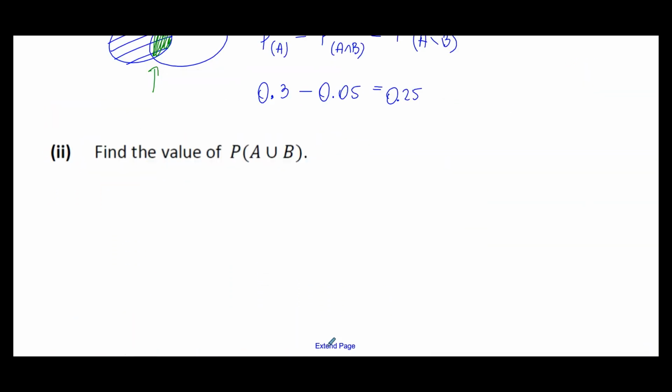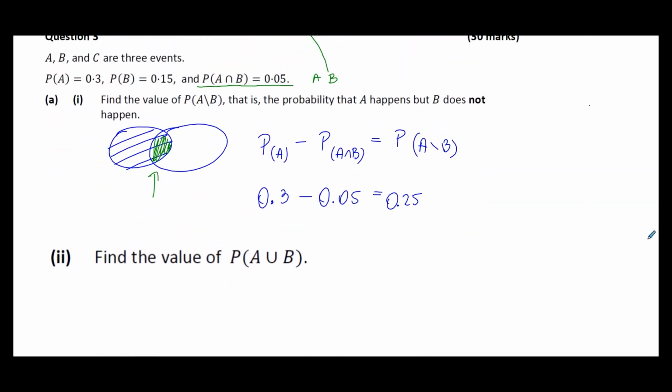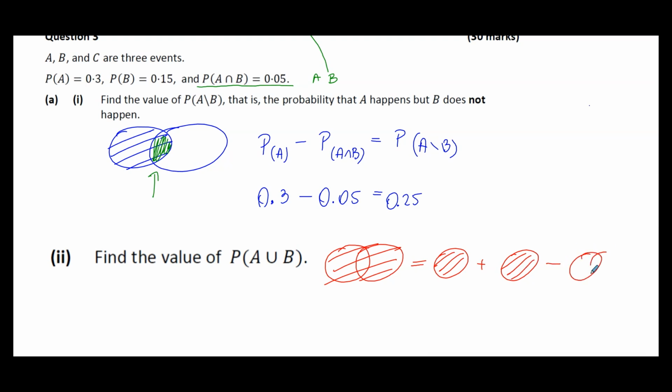Now, the next part is asking us to find the value of those 2 added together. When it comes to events that are not mutually exclusive, meaning they have a common part, what I'm looking for is all of that. That will be the probability of one event plus the probability of the other event, but we have to take away that common part, otherwise it will be counted twice, isn't it? Because I took all of that.